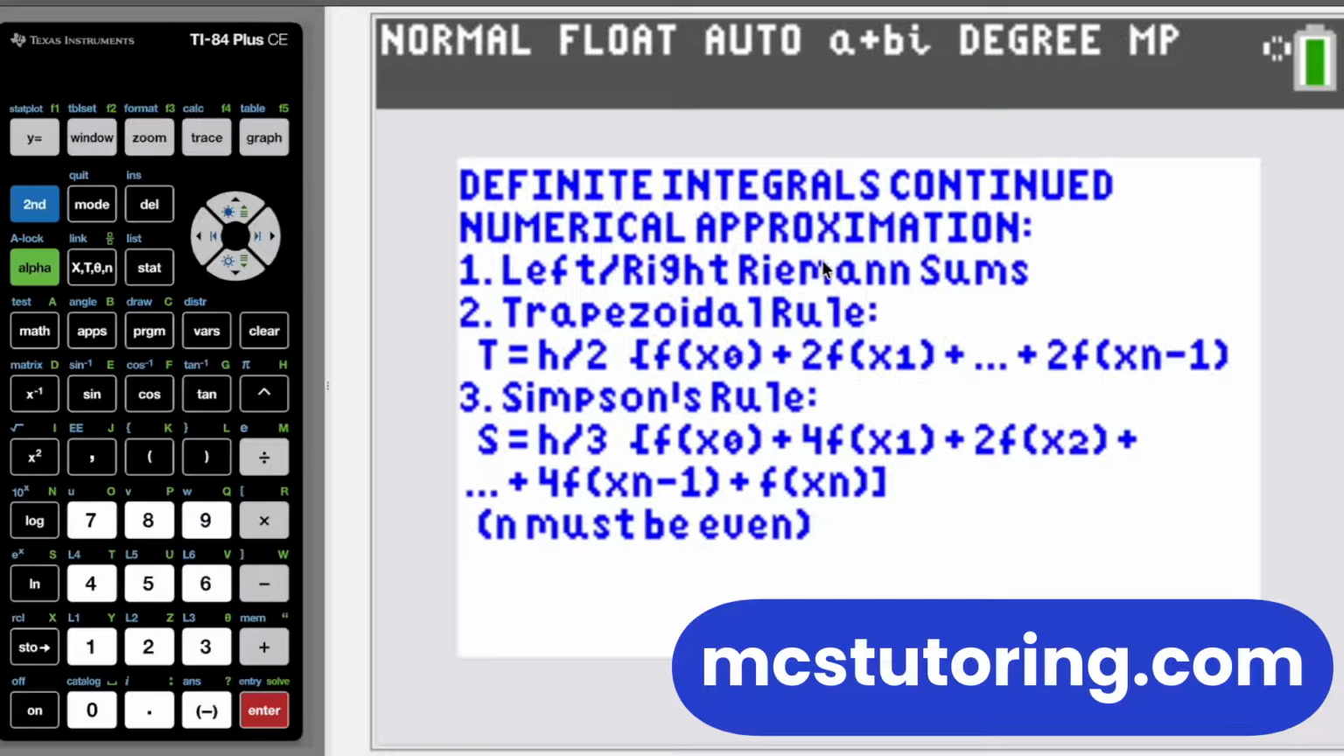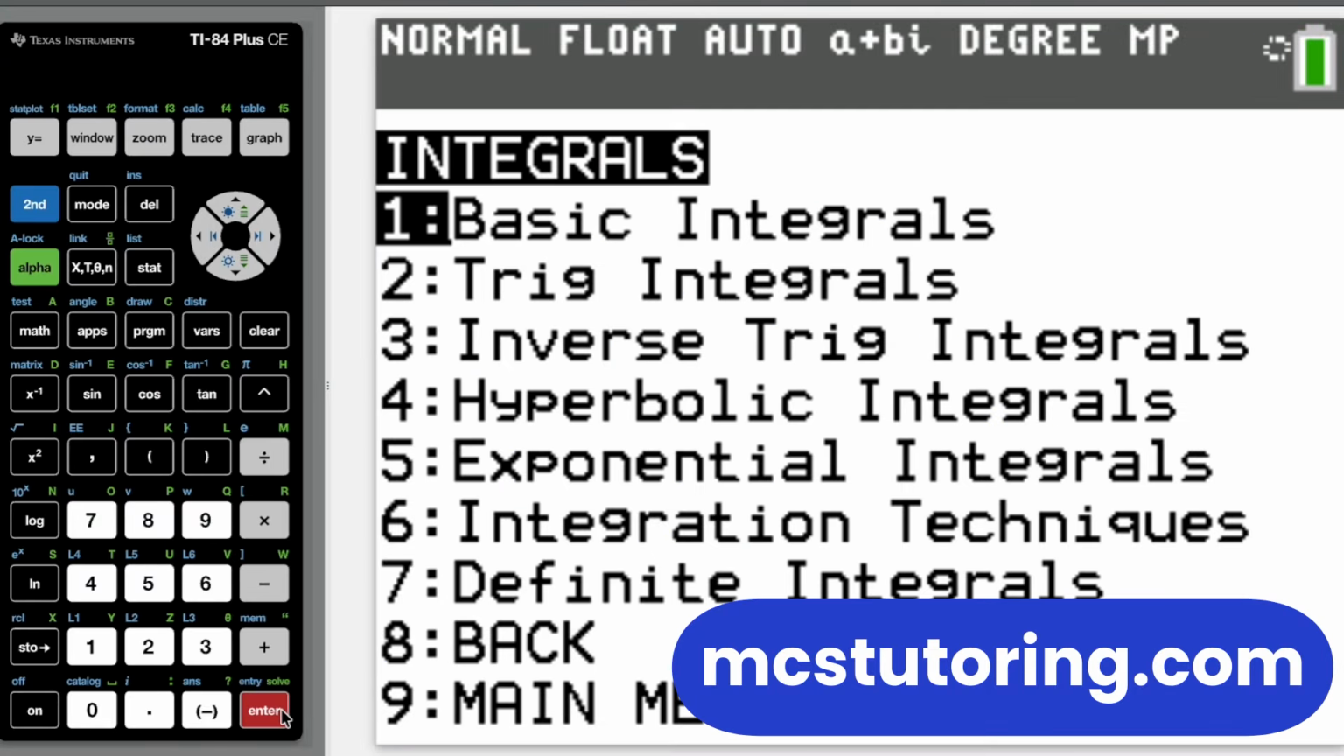Left and right Riemann sums. You've got the trapezoidal rule. There you go. That's just shorthand notation. And then Simpson's rule. N must be even, I think, for the number of subintervals. So we go on. I think that was it.